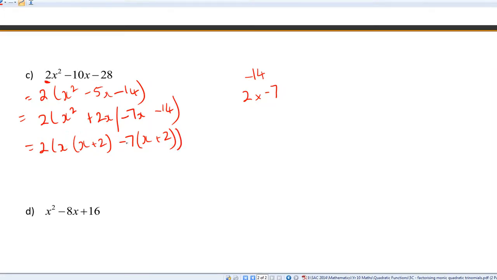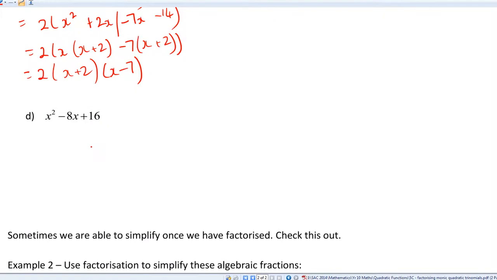Okay, now we can see that we've got the repeated term there. We can pull that out as a common factor. 2x plus 2, x take 7. Alright, so that would be where I leave that one. That's now fully factorized as far as the binomial products are concerned. Okay, let's do this one now.